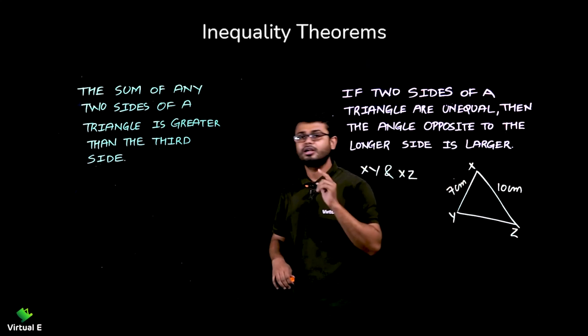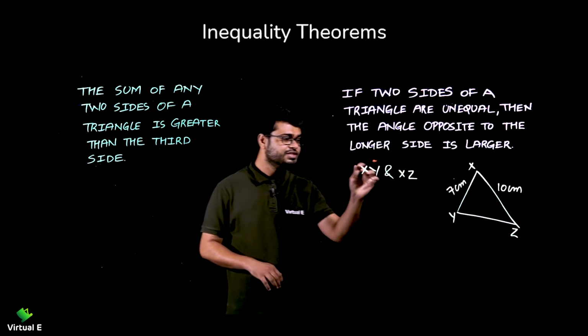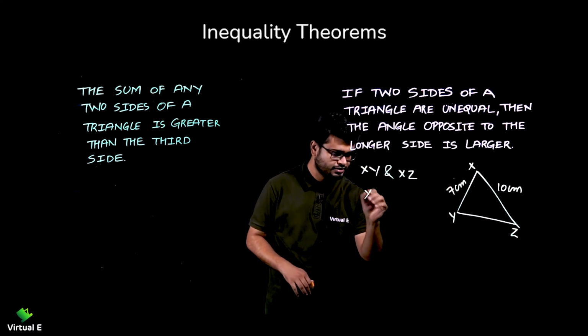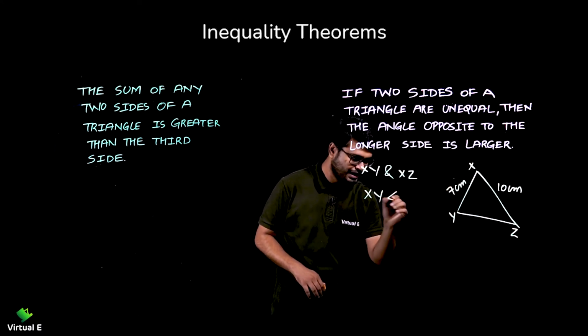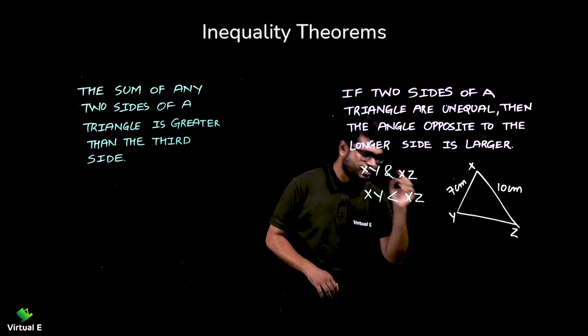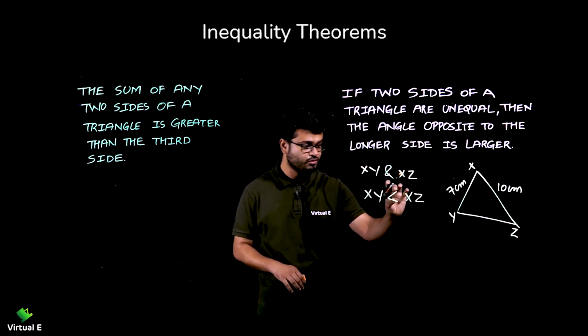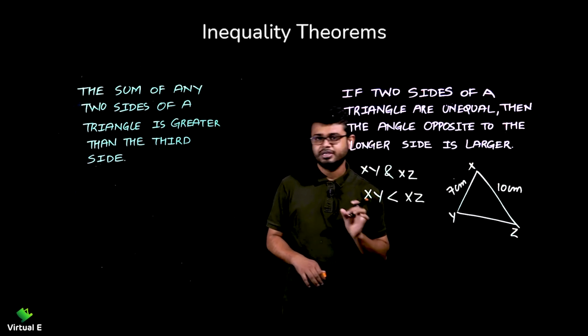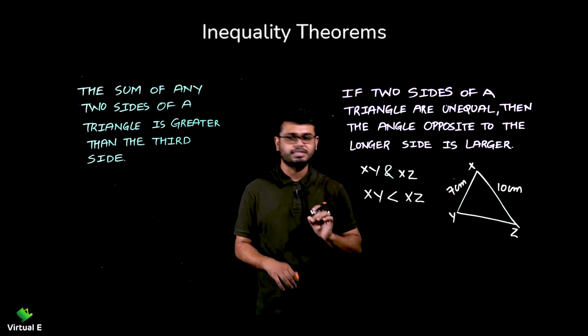So what can we conclude? Which of the sides is greater? We can say that XZ is greater. So we can write XY less than XZ. Remember, wherever this is open, we consider that that's the bigger side. So XZ is bigger, and XY is the smaller.